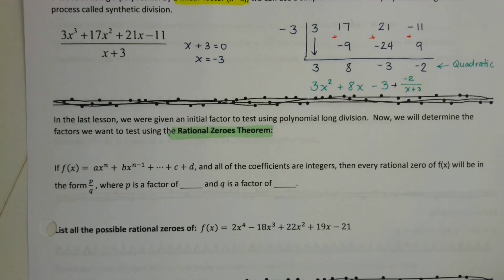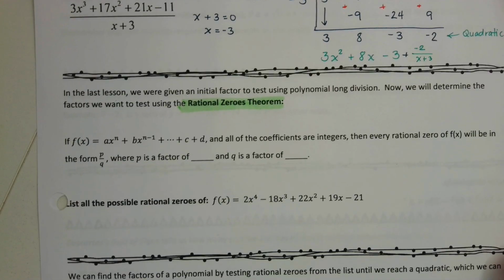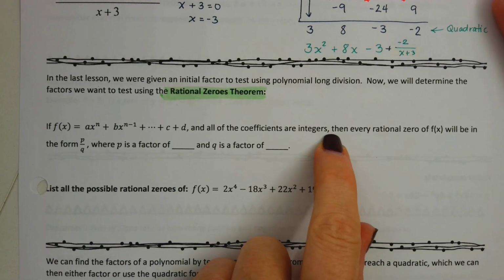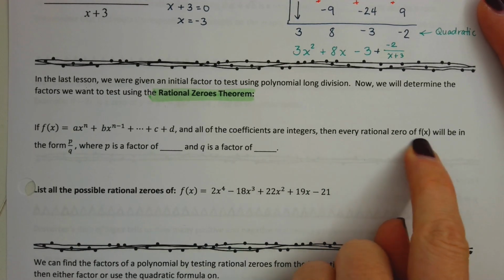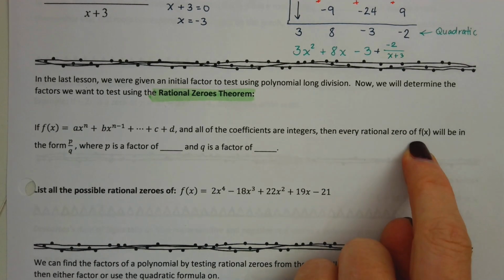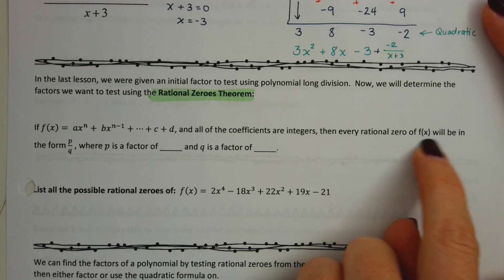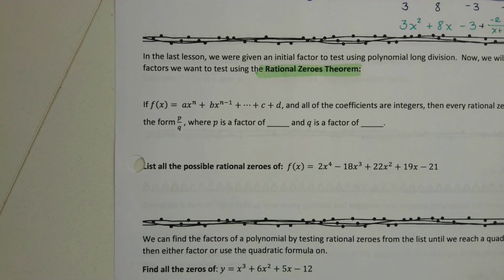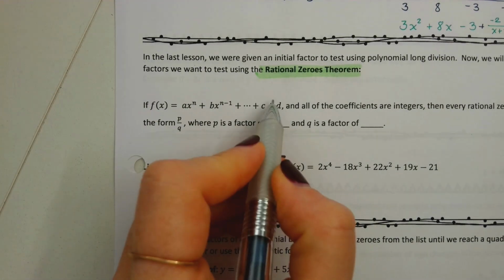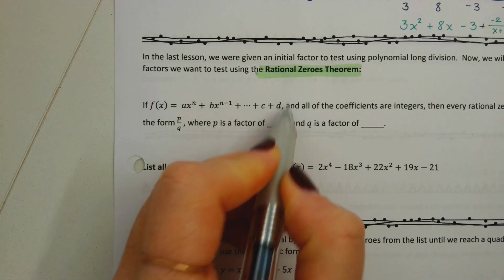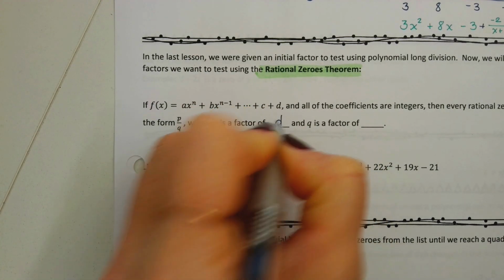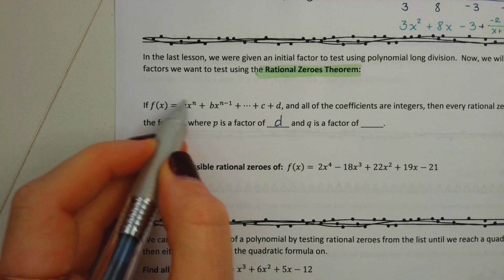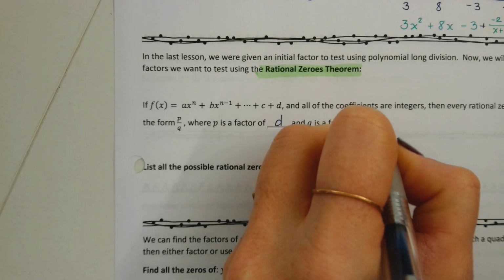Okay. So the rational zeros theorem says that if you have some sort of polynomial and all the coefficients are integers, then every rational zero of it, or every solution to it, will be in the form P over Q, where P stands for factors of this little constant at the end. So I'm going to say factors of D. And Q stands for factors of the leading coefficient, which on this regular looking polynomial would be A.